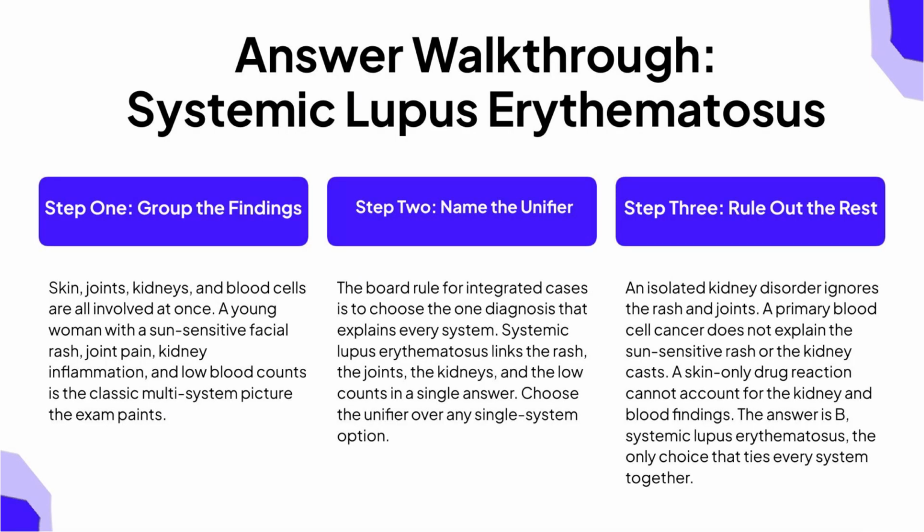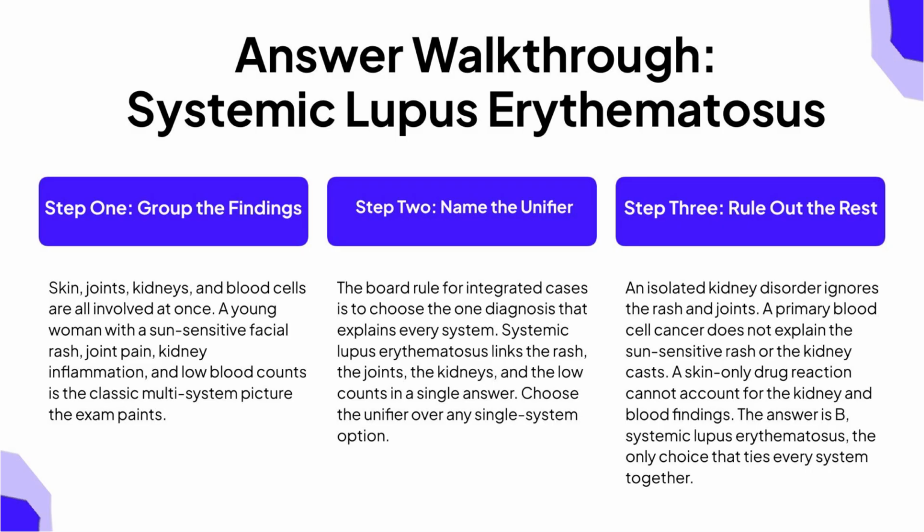Step 1, group the findings. We have skin, joints, kidneys, and blood cells all involved at the same time in a young woman with a rash made worse by sunlight. Step 2, name the unifier. The rule for integrated cases is to pick the one diagnosis that explains every system, and systemic lupus erythematosus ties the rash, the joints, the kidney inflammation, and the low blood counts together.